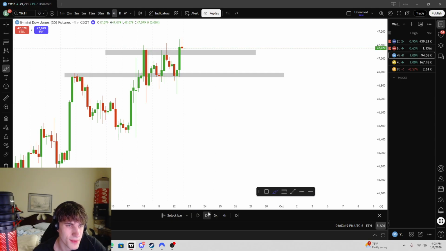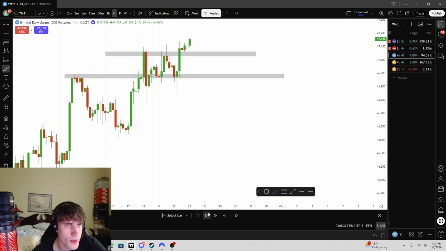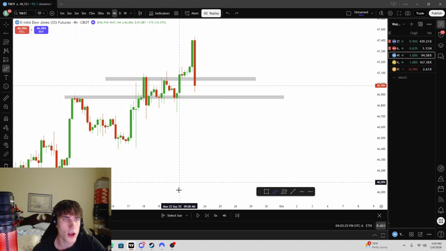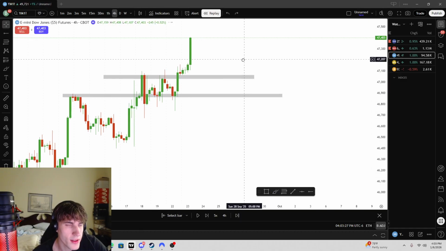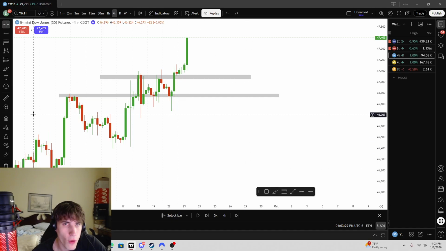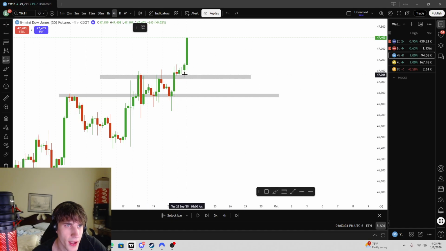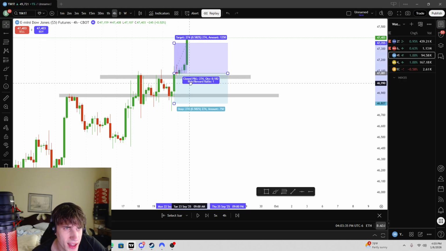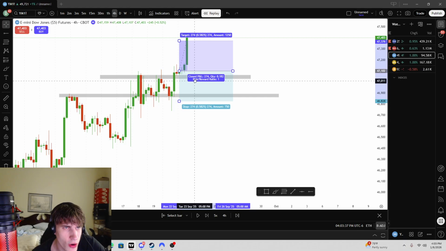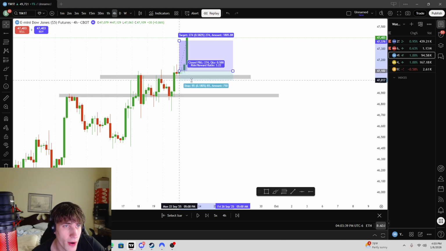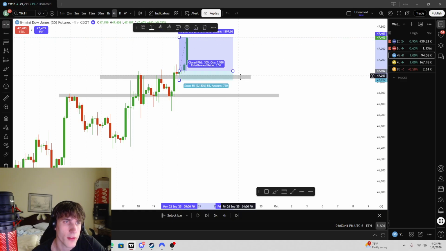So let's see what it did. Okay. And just like that, you could have caught this whole move just based off that 4 hour structure. Okay. You could have waited for a pullback to the level. Okay, you got the candle pullback. Then this candle closed strong. I don't even trade off a 4 hour, but look at the risk to reward on this.